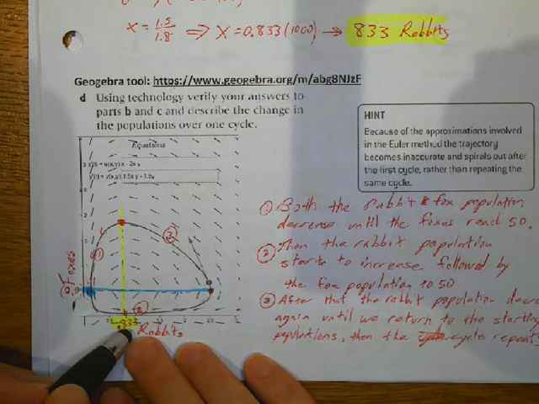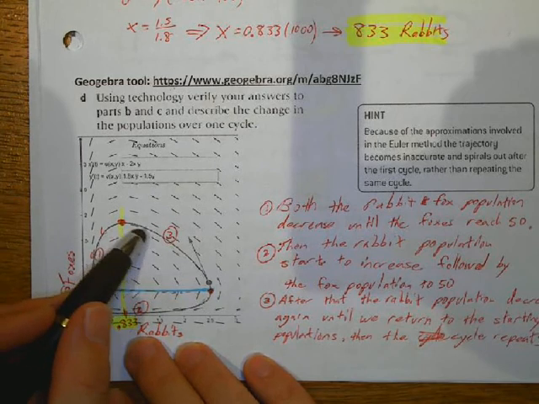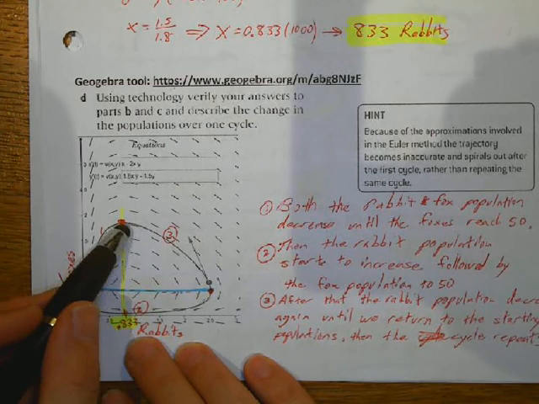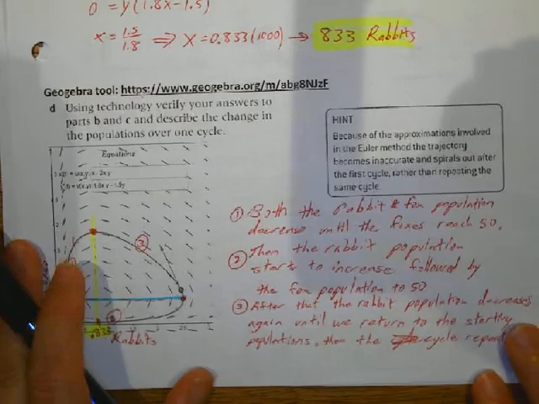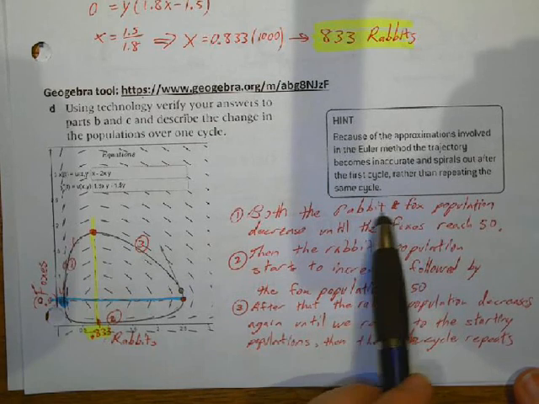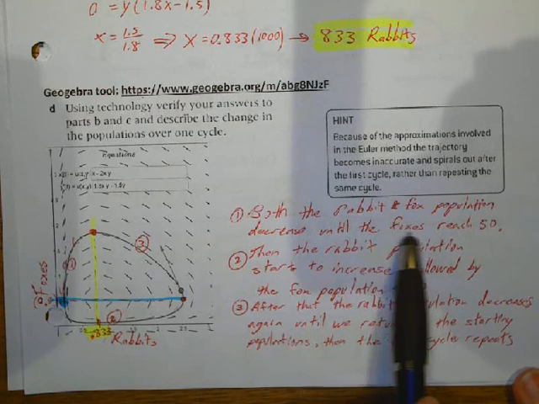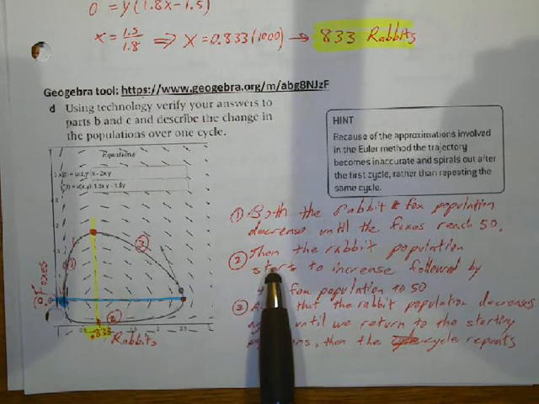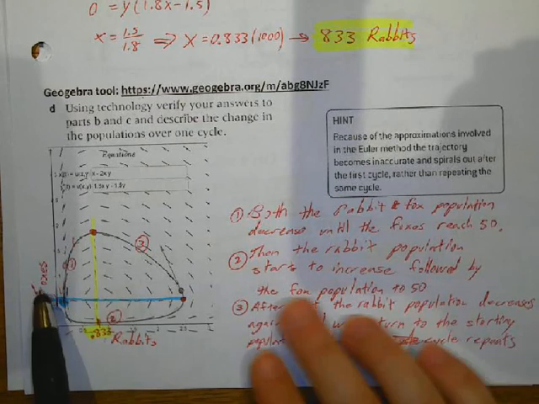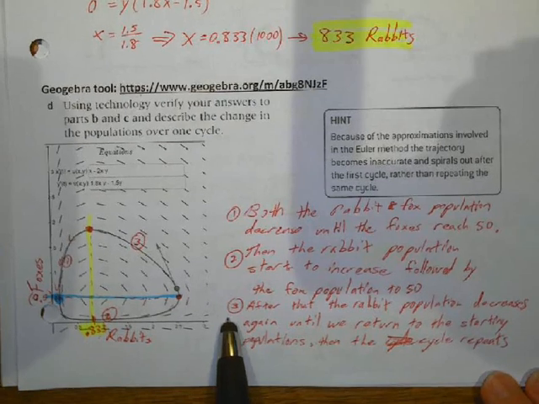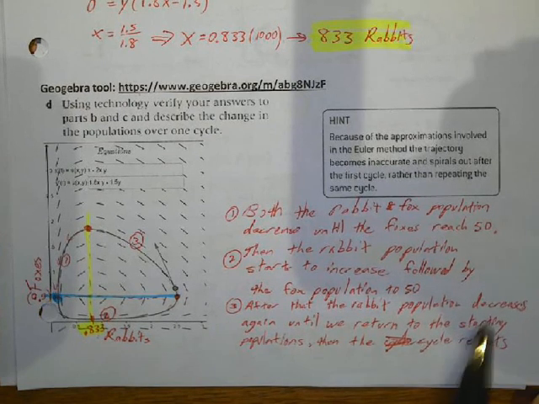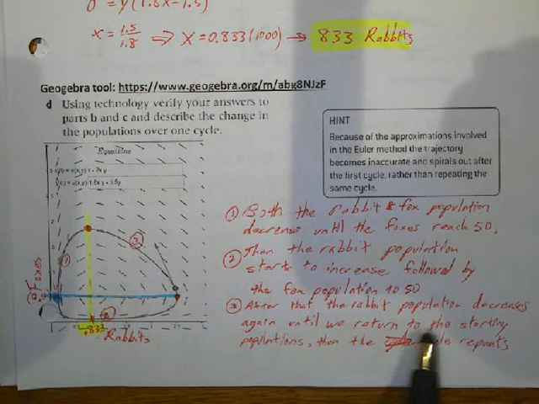Same thing here. When the rabbit population is at 833 rabbits, the fox population here is increasing, and then the fox population starts to decrease. Okay, so both the rabbit and fox populations decrease until the foxes reach 50. Then the rabbit population starts to increase, followed by the fox population. After that, the rabbit population decreases again until we return to the starting population.